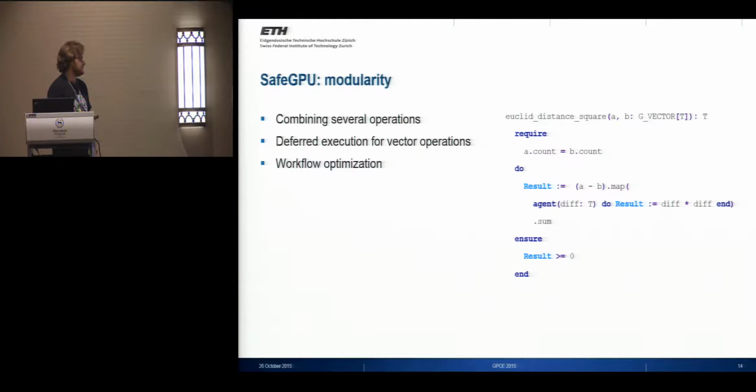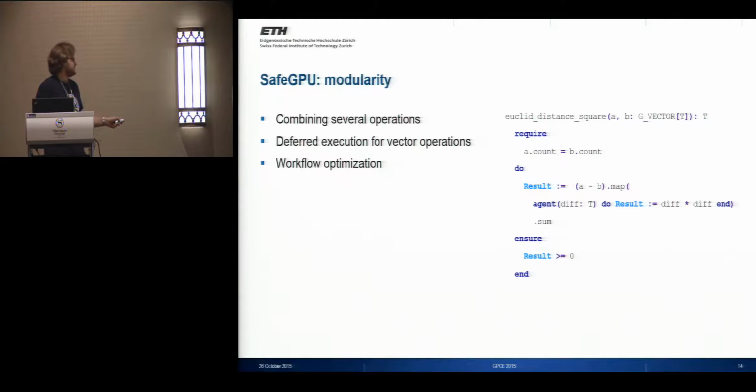So when SafeGPU encounters something like that, it doesn't immediately call it. It rather defers it until the very moment when a programmer needs it. And the programmer needs it either when calling a scalar instruction like sum, which returns a single value, or by calling a special method update. You can force deferred execution like that.